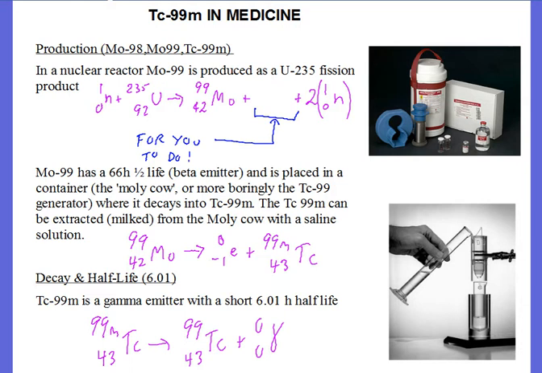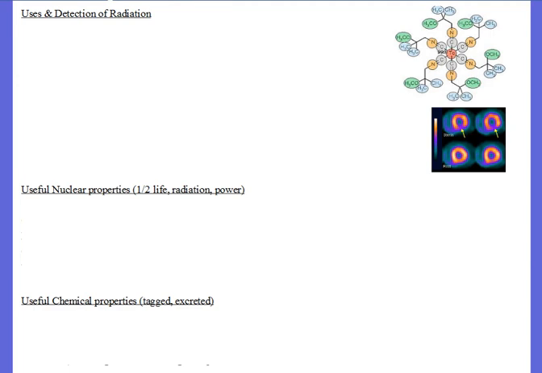Now, technetium-99m has got a half-life of 6 hours. That's not enough to transport, but luckily the parent, the molybdenum-99, can be transported because it's got a 66.5 hour half-life. So what do we do with the technetium-99m once we've got it? Well, let's have a look.